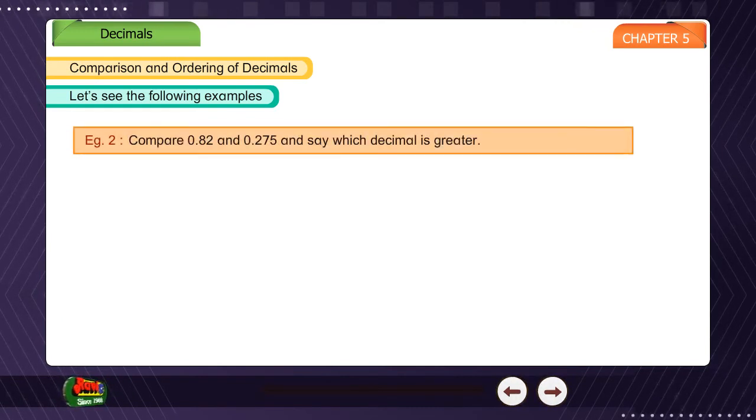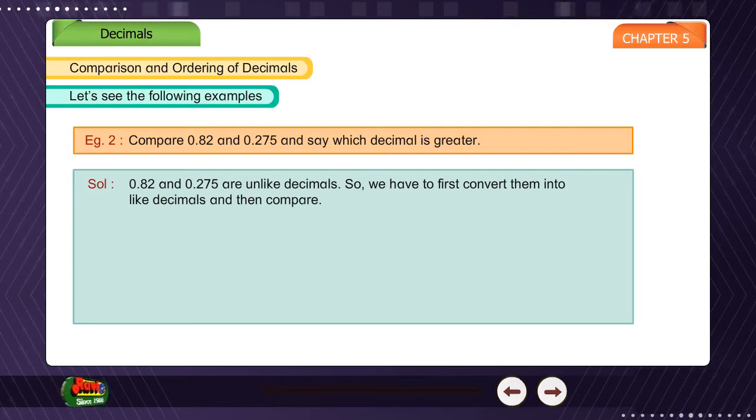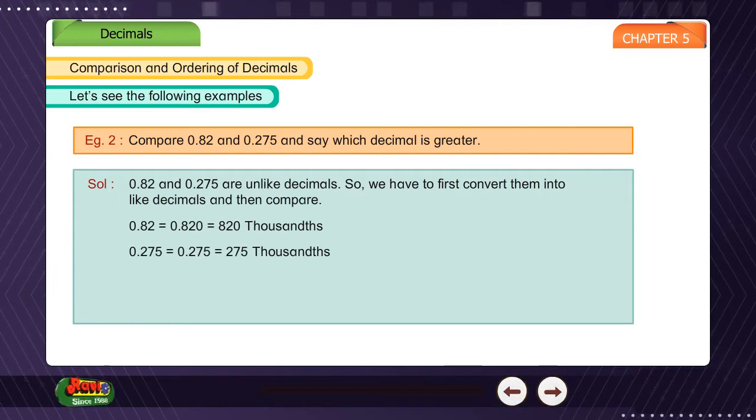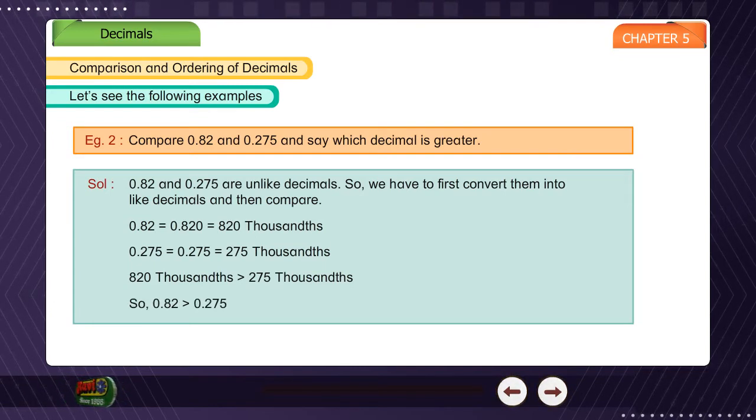Example 2. Compare 0.82 and 0.275 and say which decimal is greater. Solution: 0.82 and 0.275 are unlike decimals, so we have to convert them into like decimals and then compare. 0.82 is equal to 0.820 is equal to 820 thousandths. 0.275 is equal to 275 thousandths. 820 thousandths is greater than 275 thousandths. So 0.82 is greater than 0.275.